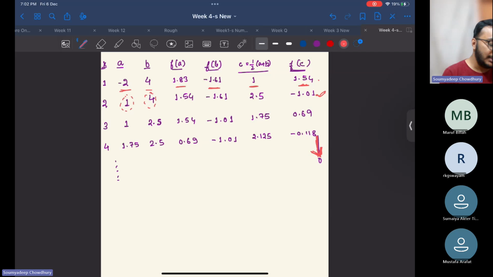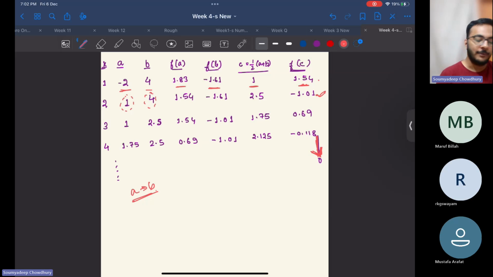Or what you can see is, if you are shrinking the interval, both a and b will also merge at one point. So if either a and b are very close to each other, then also you can stop your iteration. It is the same thing seen in two different ways. Either a and b have to almost merge, that is, the difference between a and b has to be very negligible, or your functional value at c will be 0.